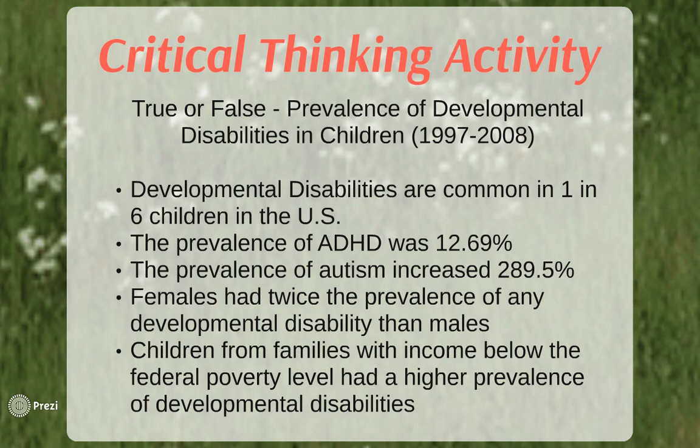Females had twice the prevalence of any developmental disability than males. This is false. Males had twice the prevalence of any developmental disability than females. Specifically, higher prevalence of ADHD, autism, learning disabilities, stuttering, stammering, and other developmental disabilities. Children from families with income below the federal poverty level had a higher prevalence of developmental disabilities. This is a true statement.